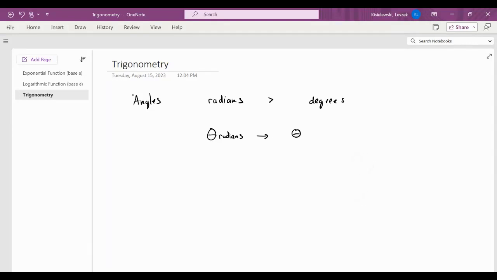Well, we know that for every pi radians, we have 180 degrees, right? So this would give you the angle in degrees. And going the other way, if you have an angle that's measured in degrees, you know that for each 180 degrees, that's the equivalent of pi radians, right?